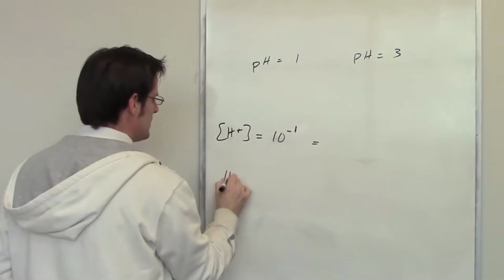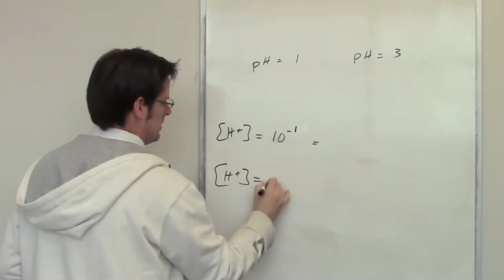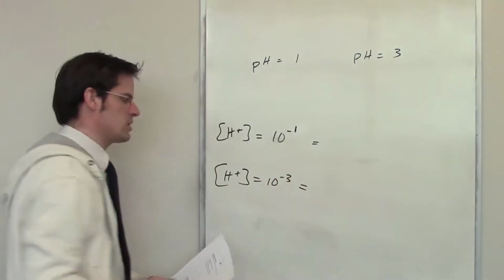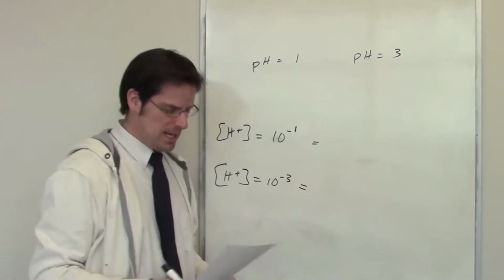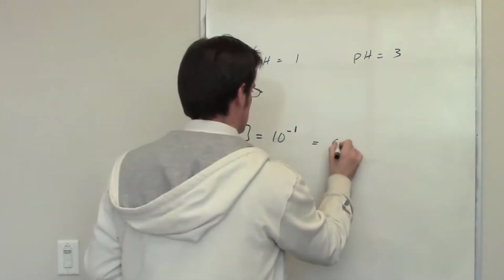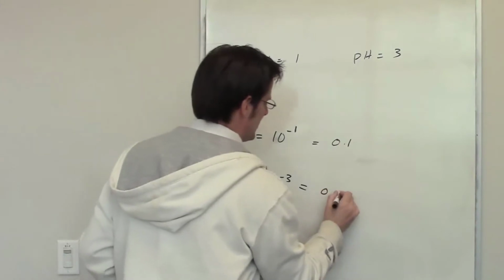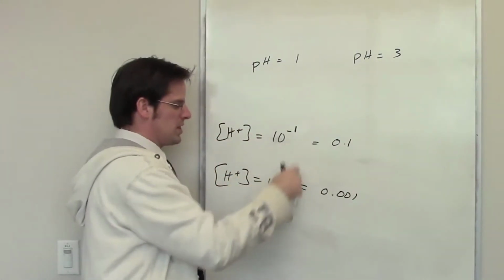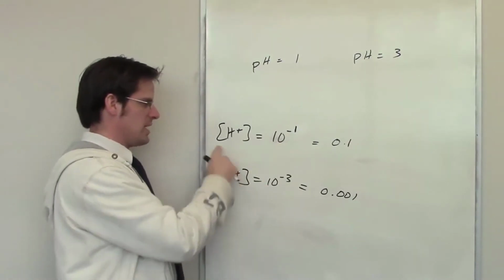And if I raise the pH to 3, that gives me a different concentration of H plus. What numbers do I end up getting here? Well, if you throw that into your calculator, this ends up being 0.1, and this ends up being 0.001. So raising the pH from 1 to 3 does what to the concentration of H plus?